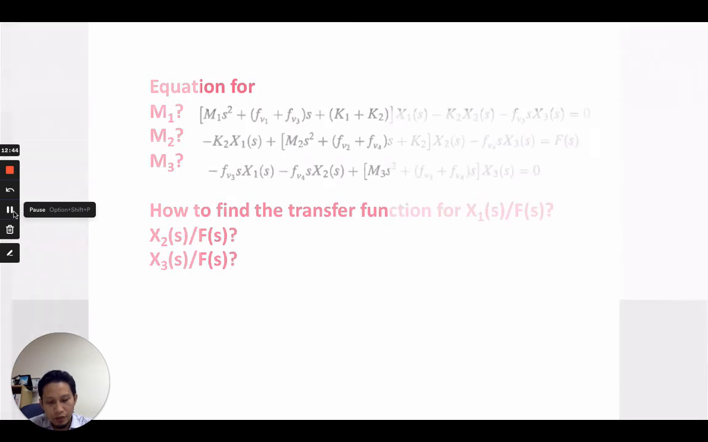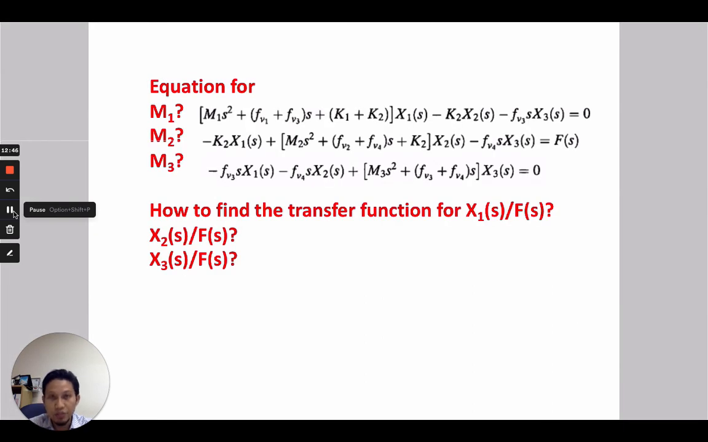Alright, so I think this is the end of the translational modeling of the mechanical system. Next we will proceed with the new topic of rotational modeling of rotational mechanical systems. Okay, until then, see you in the next video.